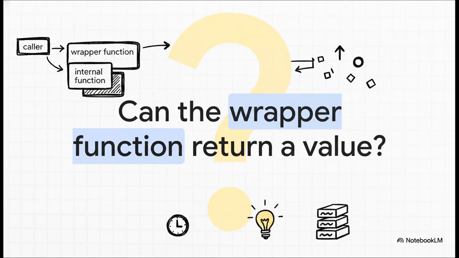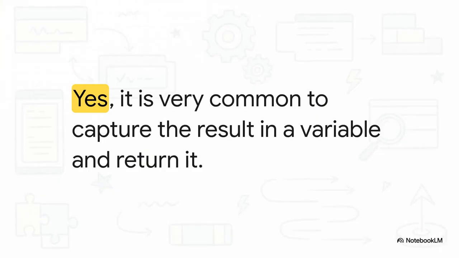Can the internal wrapper function actually return a value to the caller? Emphatically, yes. In fact, it's highly common in decorators. You just execute the original function, capture its result in a variable, do any post-processing you need, and then return that result at the very end.